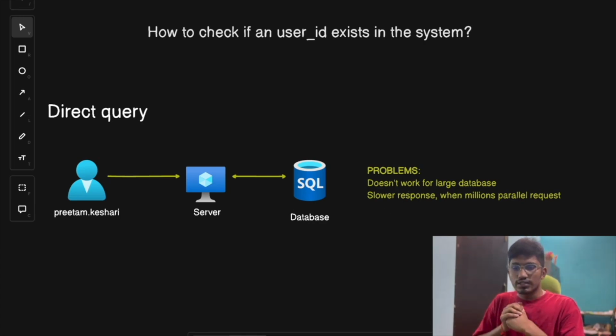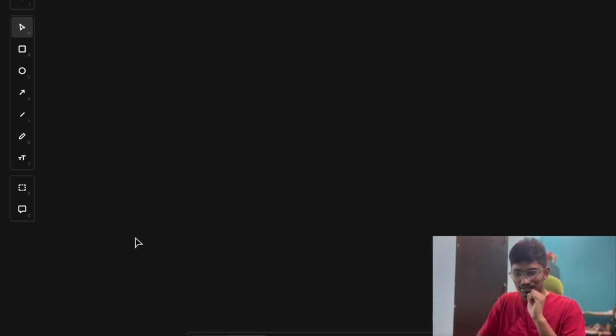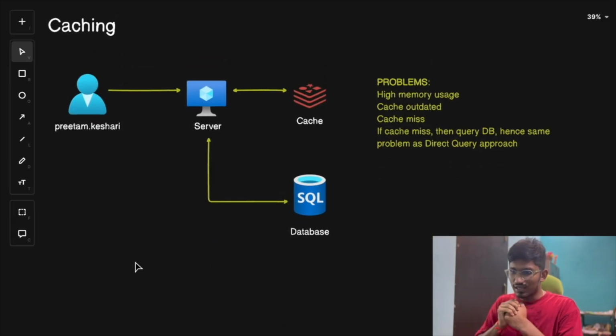This is where things get a bit smarter. Instead of going to the database every time, we'll use the mechanism of caching. Let's go to the next one. So, what do we mean by caching? A cache is like a shortcut. It stores the results of the most recent queries in memory. And if someone asks the same question, like, hey, does user XYZ exist in the system, the cache already knows the answer and can deliver it super fast. No need to go back to the database.